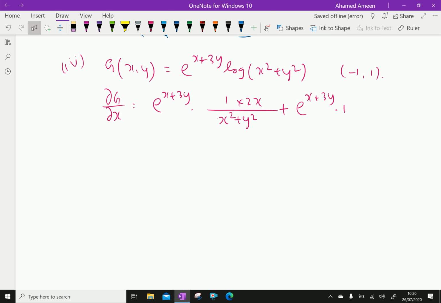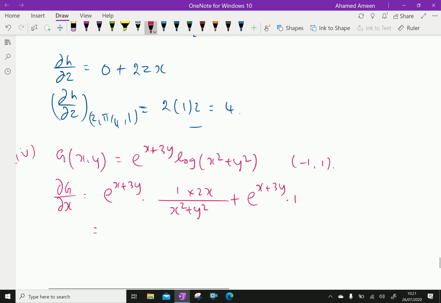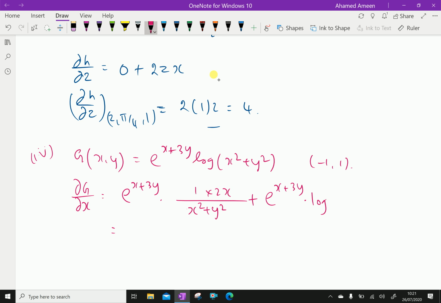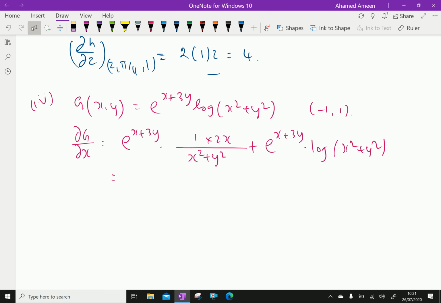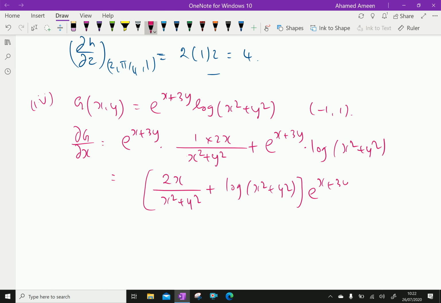So we'll write the simplification. We have e^(x+3y) times 2x over (x² + y²), plus log(x² + y²) with e^(x+3y) as the common factor.